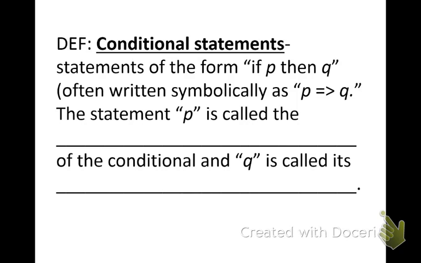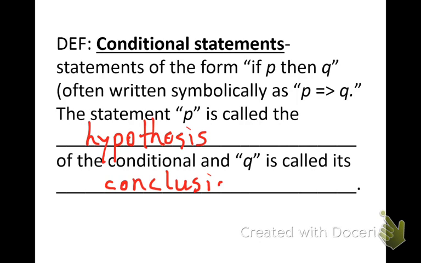Conditional statements are statements of the form if P then Q, often written as P arrow Q. So if you see P arrow Q, that means if P then Q. The statement P is called the hypothesis of the conditional, and Q is called the conclusion. So these are called conditional statements. We also call them if-then statements.